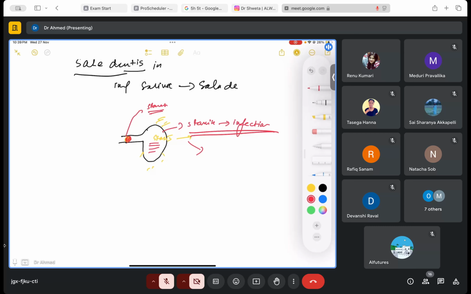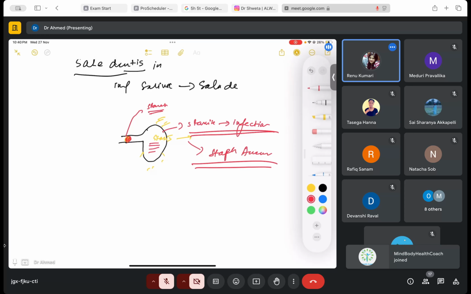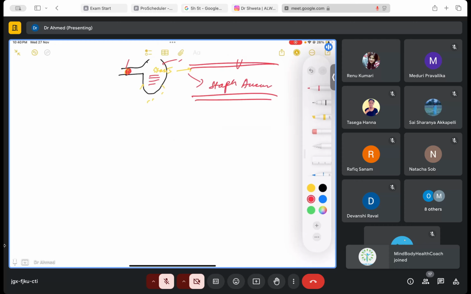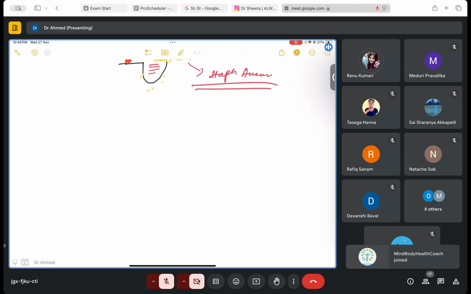And what's a common bug which causes this inflammation or infection of your salivary glands? That is your Staph aureus. So Staph aureus is going to lead to this inflammation. And what's the reason? Obstruction. It can be due to stone and Staph aureus. Another pathology which we are going to discuss that is related to your salivary gland is an adenoma.